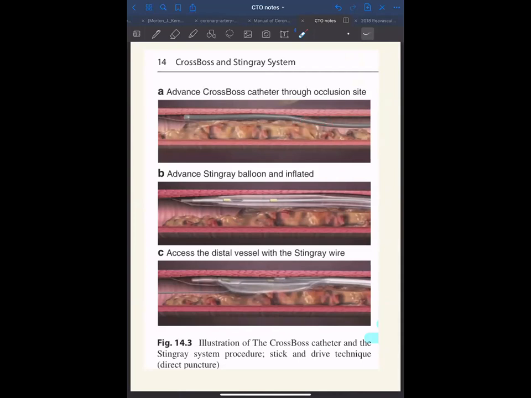So can be Tornus, they say. So that is the advantage of crossbars. You can easily get into the subintimal space without much imaging guidance. It is specifically made for that.